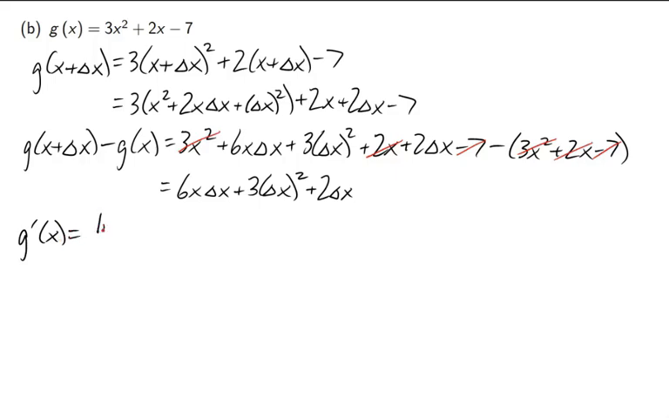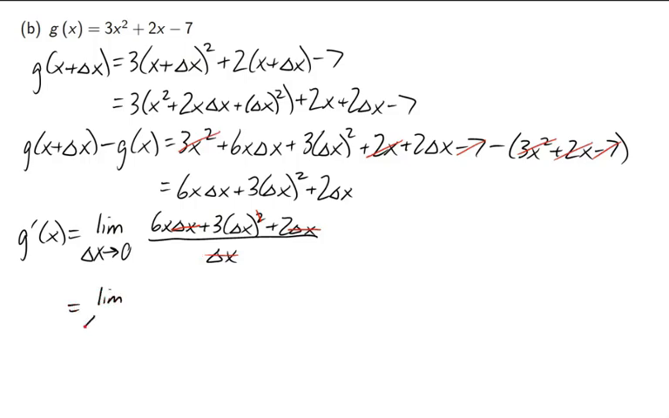This is the limit as delta x approaches 0 of what we just had here. 6x delta x plus 3 delta x squared plus 2 delta x, all divided by delta x. And now the cancellation occurs, but I will warn you, cancel every term. Delta x cancels in all three to cancel with the bottom. You have to divide every term by delta x in order for this to work.